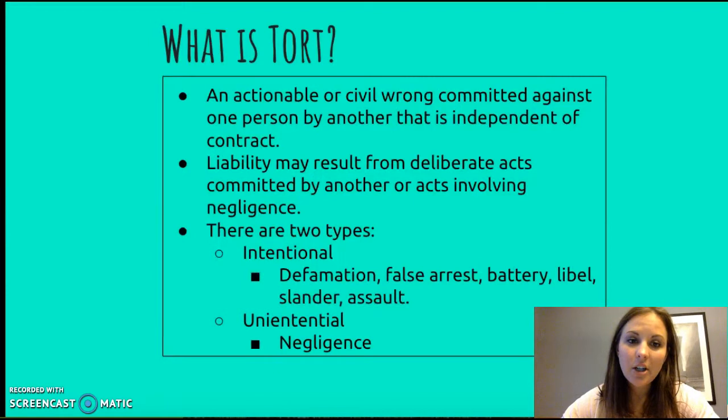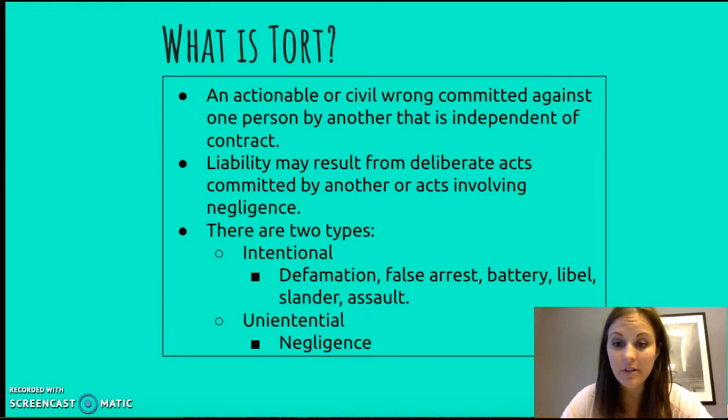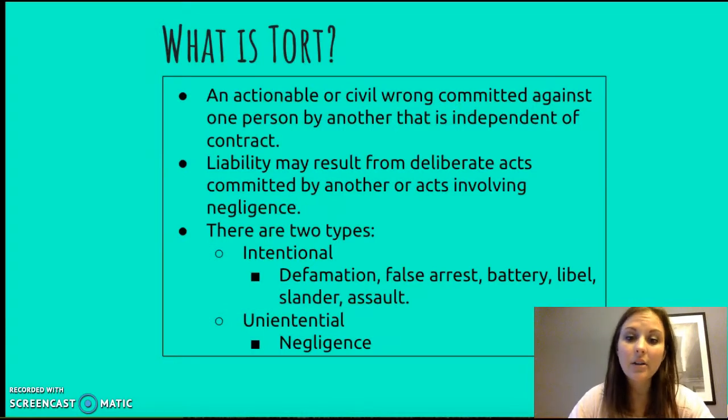So first I'm going to talk about what a tort is. It's an actionable or civil wrong committed against one person by another that is independent of a contract. That means that if you are negligent in your actions, or you purposefully do something, you can be held liable. Liability may result from deliberate acts committed by another or acts involving negligence.